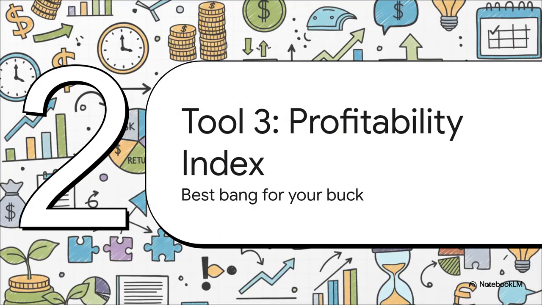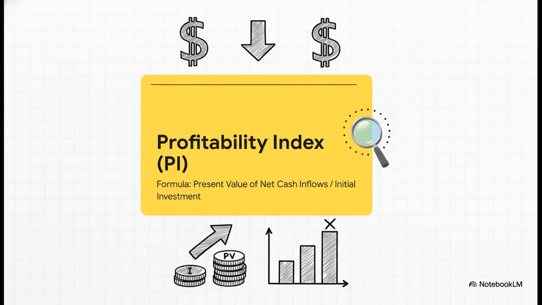All right, so what if you have a great problem to solve? What if you have multiple projects that all have a positive NPV, but you only have enough money to do one of them? NPV tells you if a project is good, but it doesn't really help you rank them. For that, we need our third tool, the profitability index. The profitability index, or PI, is just a simple ratio, but it's incredibly useful. You take the present value of all the cash coming in, and you divide it by the initial investment. What that tells you is how much value you're creating for every single dollar you put in.